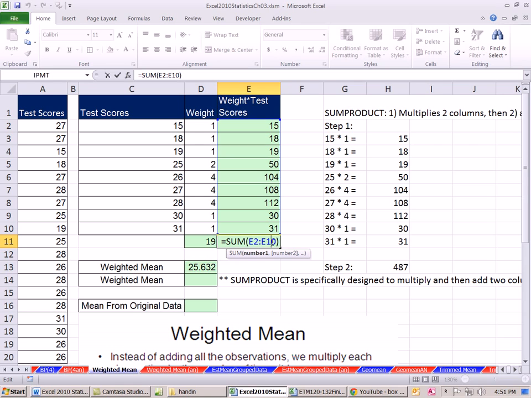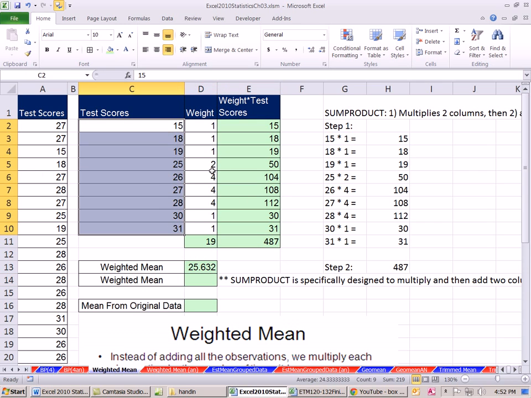Well, guess what? There's a function that skips over adding a whole extra column like this called sum product. Now, sum product specifically is designed to take 2 columns, multiply them, and then add. So this is what it will do. Sum product will take all those values, multiply them all in a single formula, and then add them all up, and this will be our answer.